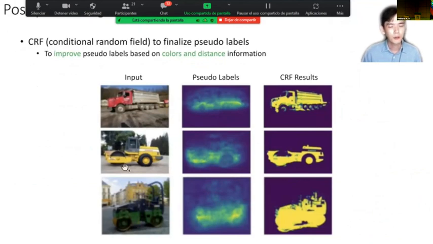And after we train our model and use that model to generate the pseudo labels, we actually have an extra post-processing step. We will be using the CRF, the conditional random field, to finalize our pseudo labels.